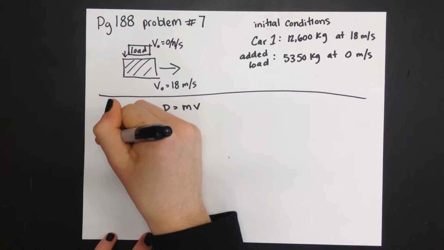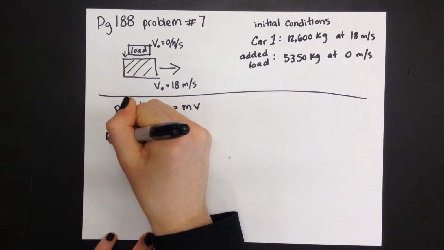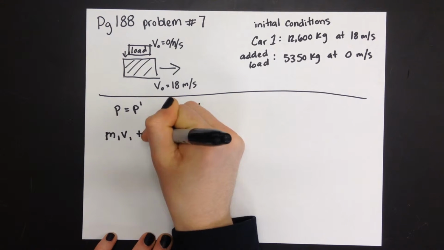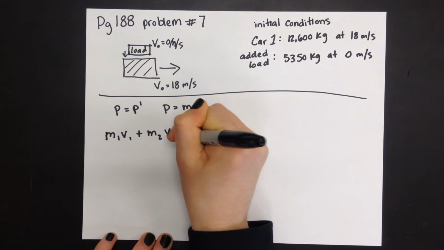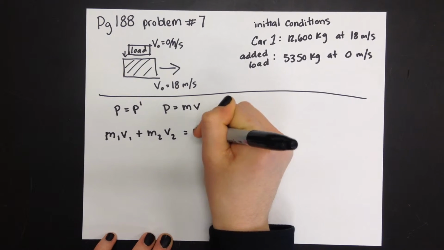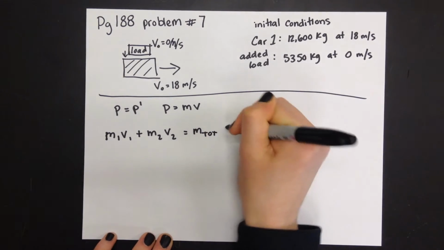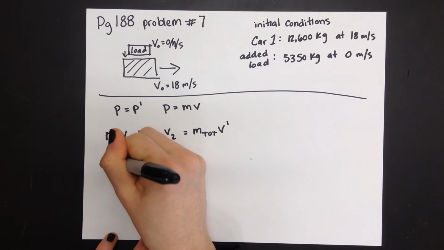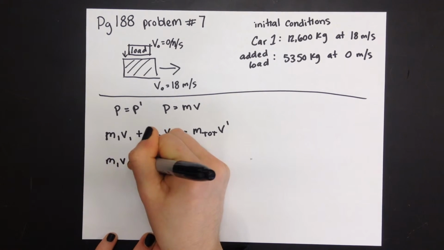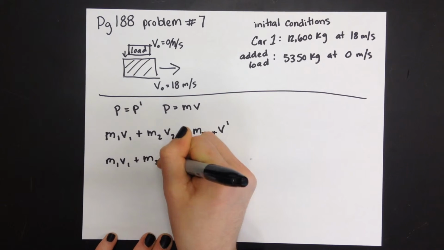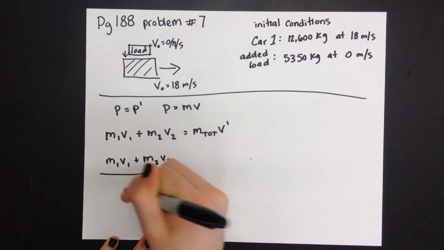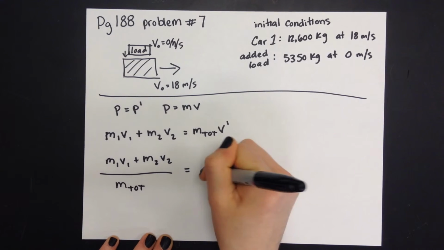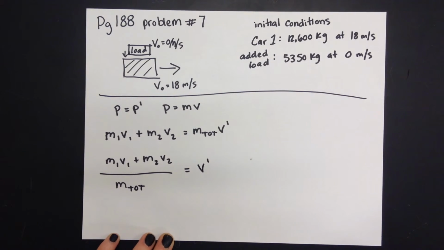So now we're going to write out the equation. We're going to have mass of object 1 times velocity of object 1 plus mass of object 2 times velocity of object 2 equals the total mass of both objects combined times the velocity of those objects together in the end. Then we're going to simplify that to momentum of object 1 plus momentum of object 2 all over the mass of both objects to get the final velocity.